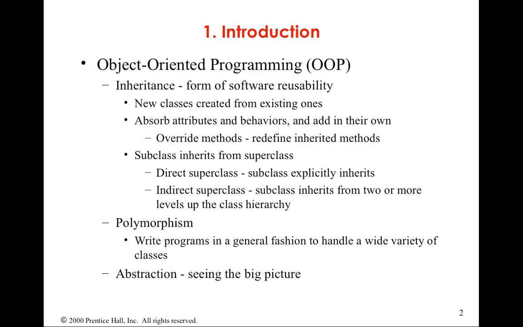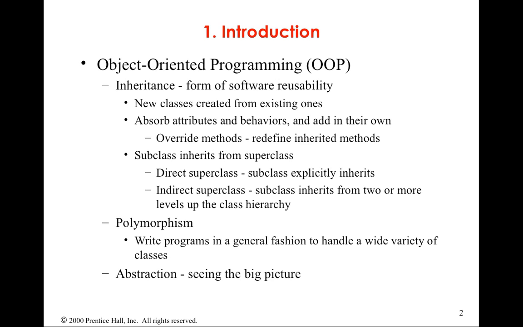Object orientation: inheritance is a form of software reusability. So this is what I'm talking about. Object orientation has a PIE: abstraction, polymorphism, inheritance, encapsulation, as I covered before in the class. And just to reiterate the point, we use inheritance for reusability. It gives us reusability of objects. New classes are created from existing classes. We absorb the attributes and the behaviors, and we add in our own information. We override methods. We redefine inherited methods. So we have overriding and overloading as main concepts.